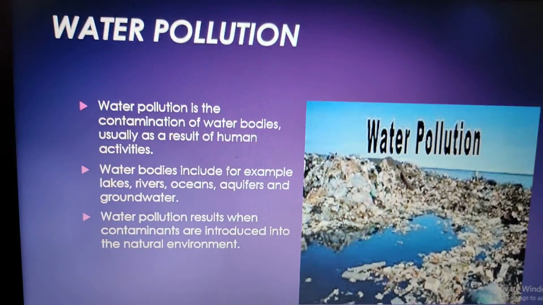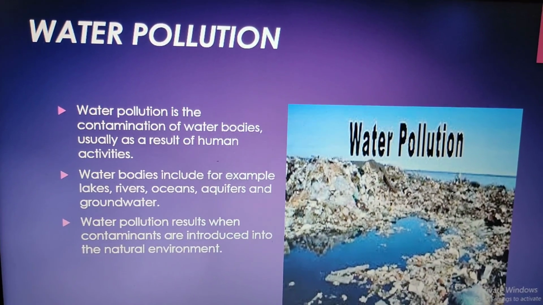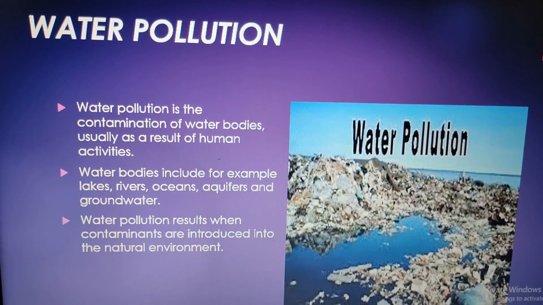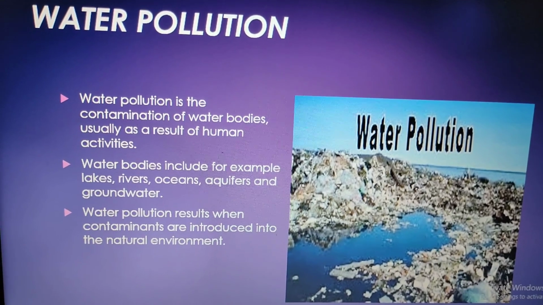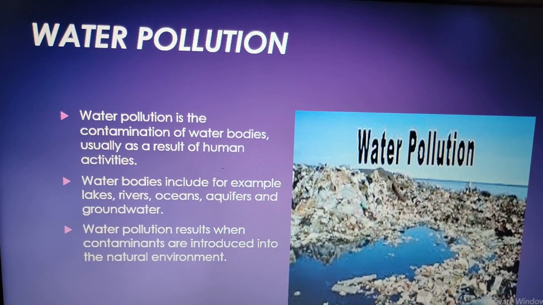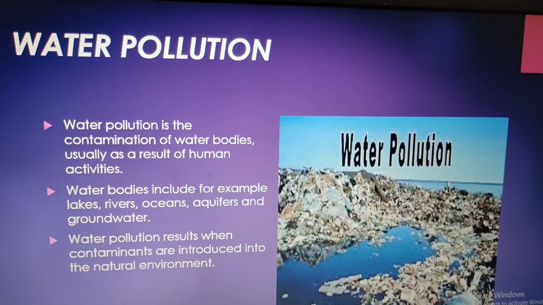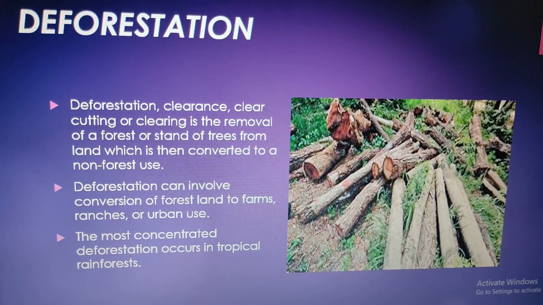Now, water pollution is the contamination of water bodies, usually as a result of human activities. Water bodies include, for example, lakes, rivers, oceans, aquifers, and groundwater. Water pollution results when contaminants are introduced to the natural environment. Contaminants means the harmful materials which are being disposed of in the rivers.